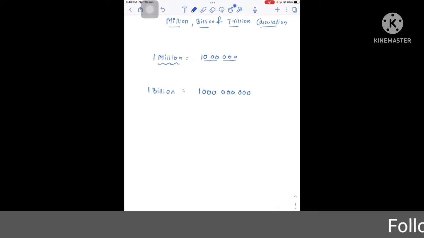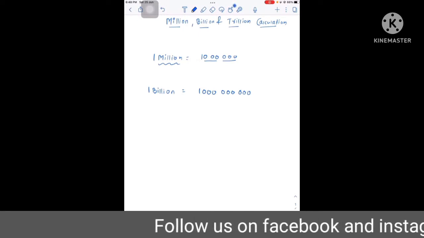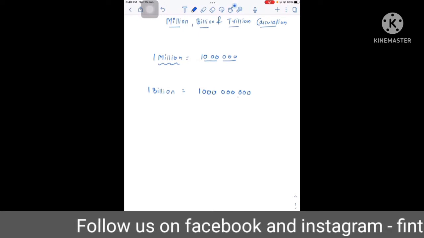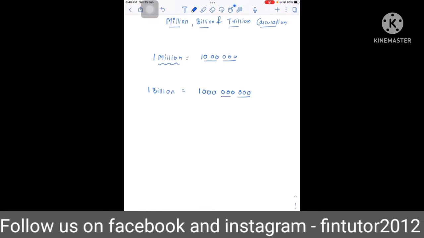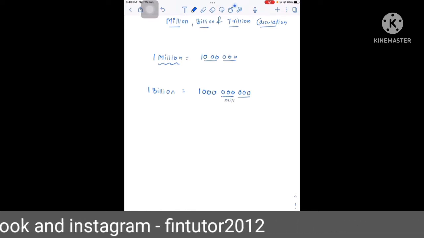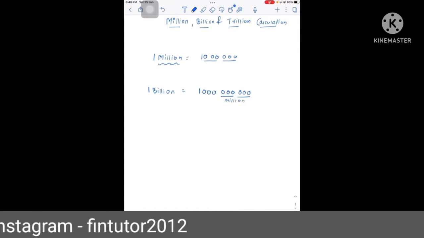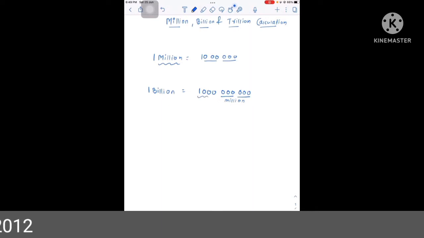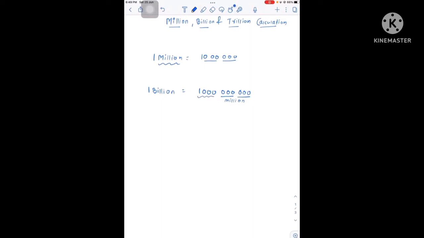Now let's convert this billion into million. As I told you, a million will have a total of 6 zeros. So 3 and 3, these are the total 6 zeros, and you can read this as million. So I can say 1 billion is equal to 1000 million, because this is the 1000 figure and these 6 zeros indicate million. So 1 billion equals 1000 million.